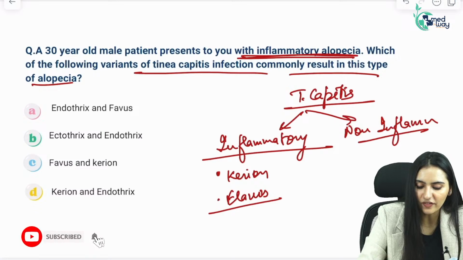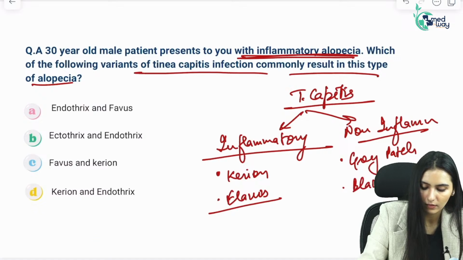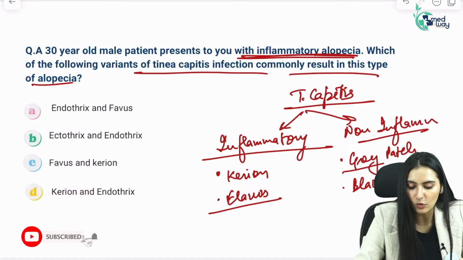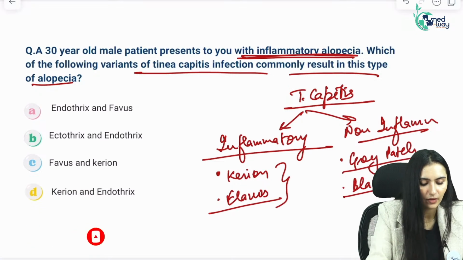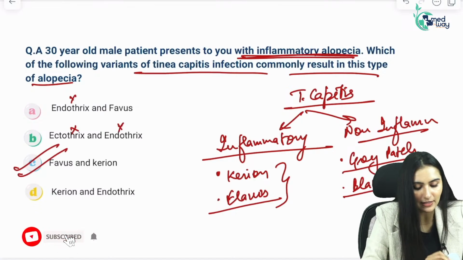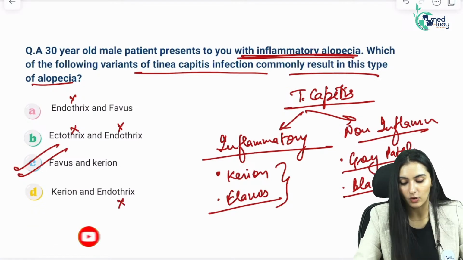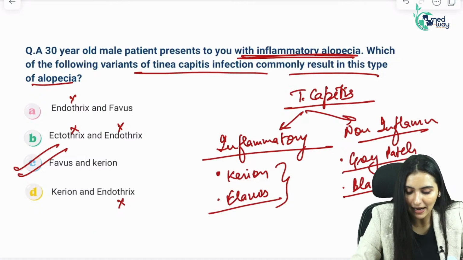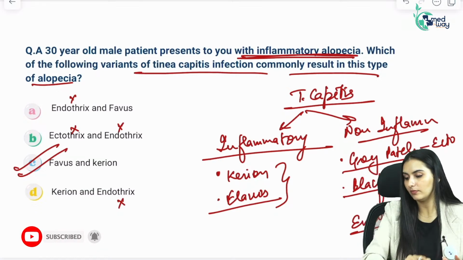Okay. Non-inflammatory is grey patch and black dot. Grey patch and black dot are also called as ectothrix or endothrix. Okay. But inflammatory is kerion and favus. Endothrix is not inflammatory, ecto-endo is not inflammatory, kerion favus is inflammatory. Again, endothrix is not inflammatory. Grey patch and black dot. What is a grey patch and what is black dot? Black dot is called as endothrix and grey patch is called as ectothrix. Okay.